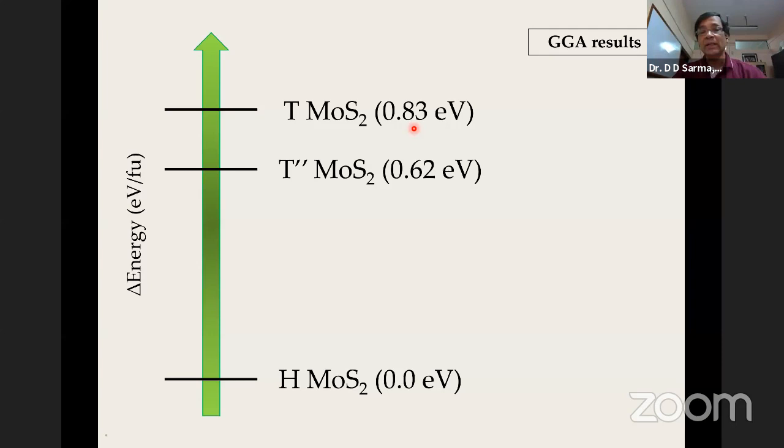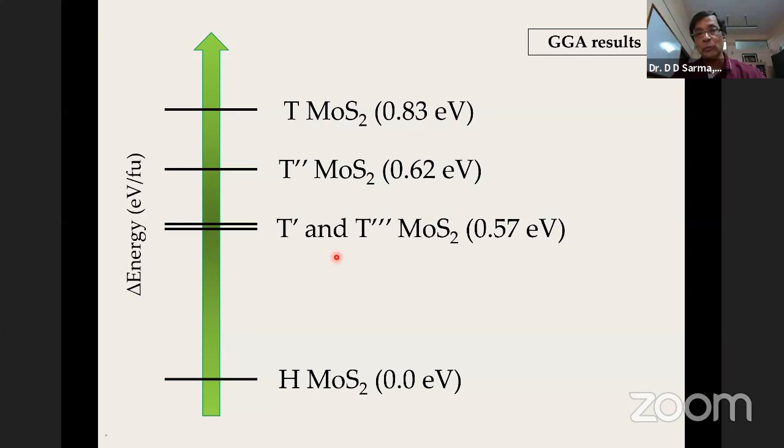The T double prime structure, so you can see that it will spontaneously distort, because going from T to T double prime, it stabilizes, lowers its energy. And this is, as I said, because of the Jahn-Teller distortion. Now the T prime and T triple prime structures are almost degenerate. They are even more stable than T double prime, and they lie over here at this energy above. So this is still very metastable with respect to the stable structure. And one would expect most likely it's the T prime and T triple prime that would form for energetic reasons. But this is theoretical. One would like to know experimentally.